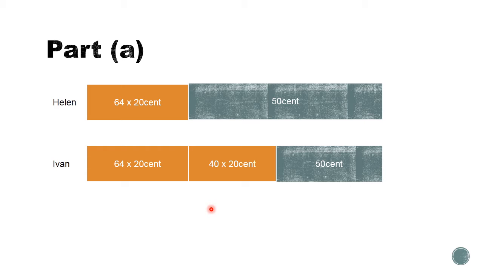Now, if we think logically, just now we said that Ivan has 104. Ivan still has 104. Look at it. Here is 64. Here is 40. So 64 plus 40 is still 104. I'm just breaking it up. So this part here, Ivan and Helen are actually the same. That's what I'm trying to do. I did not change anything. I'm just breaking it up.